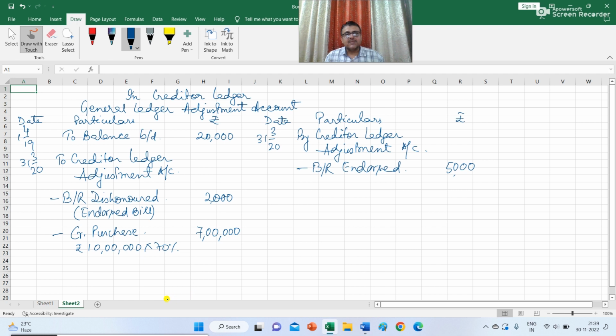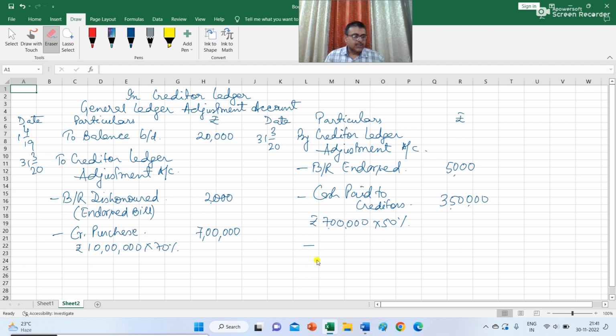Then the cash paid to creditor is 50% of the amount of credit purchase. So on the credit side, I have to record cash paid to creditors. And the journal entry is creditors ledger adjustment account debit to general ledger adjustment, and this will be rupees 7 lakh. Multiply this figure with 50%, the amount of cash paid to creditor will be 3,50,000.